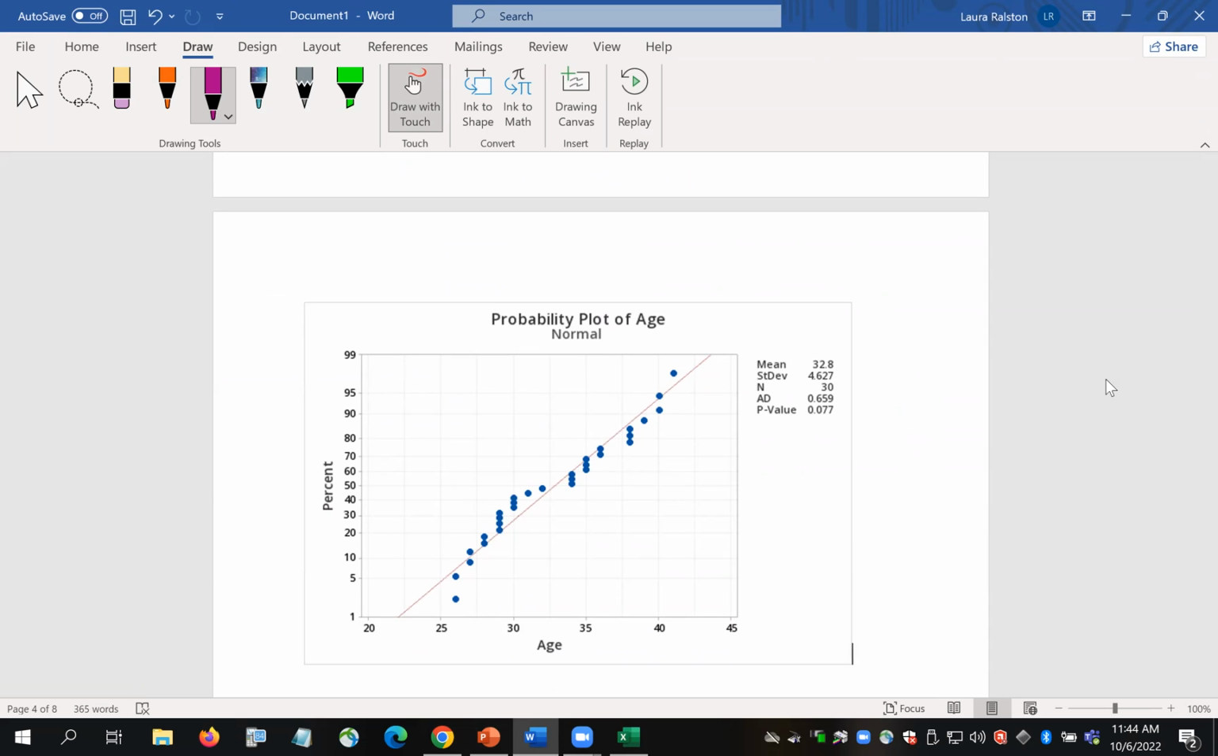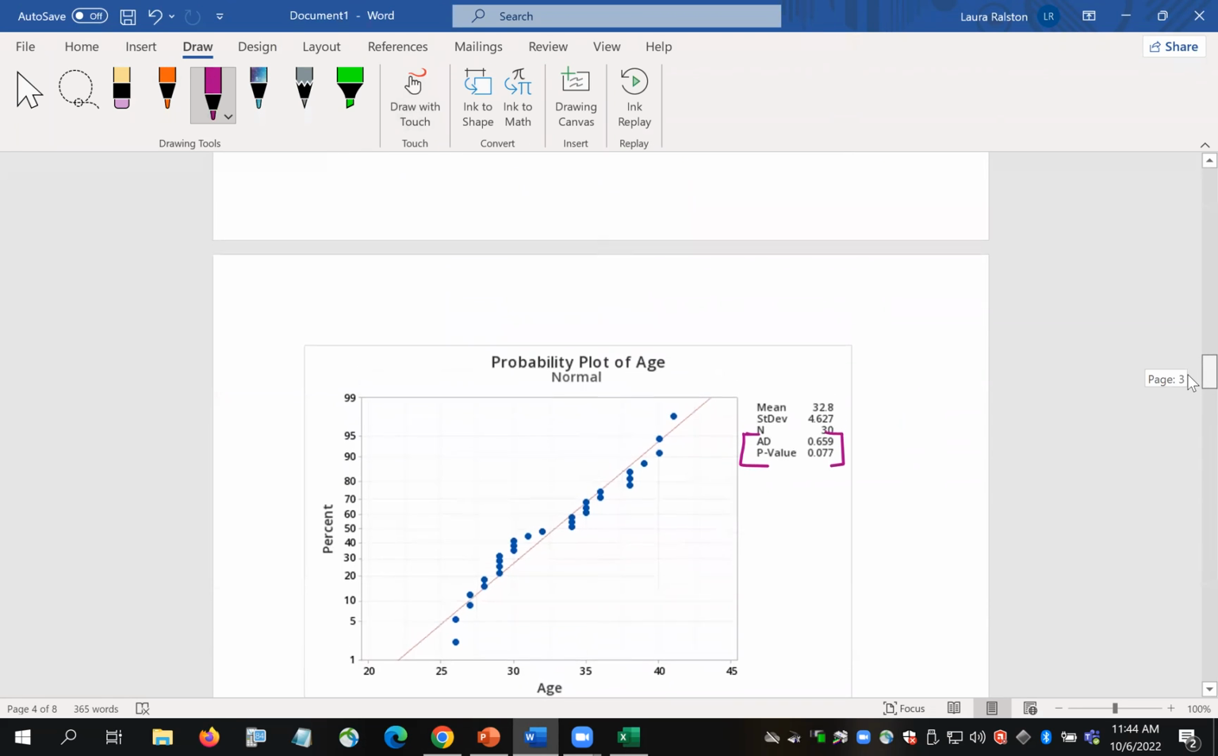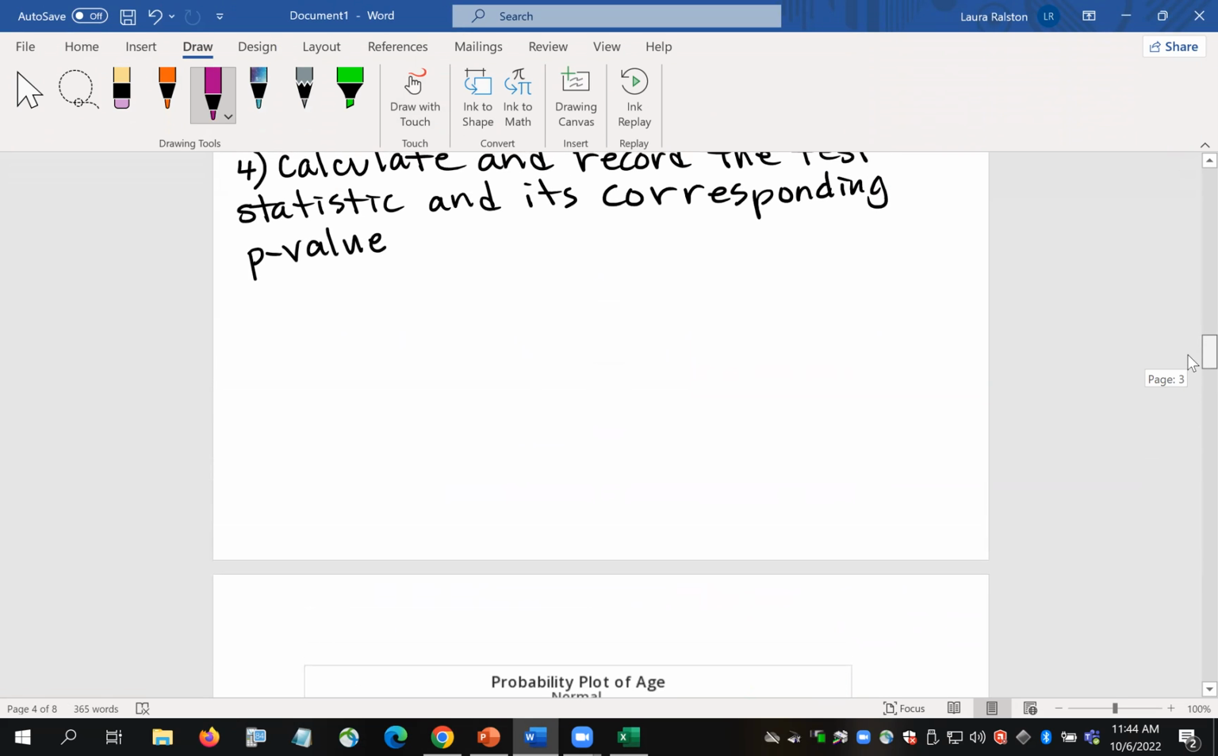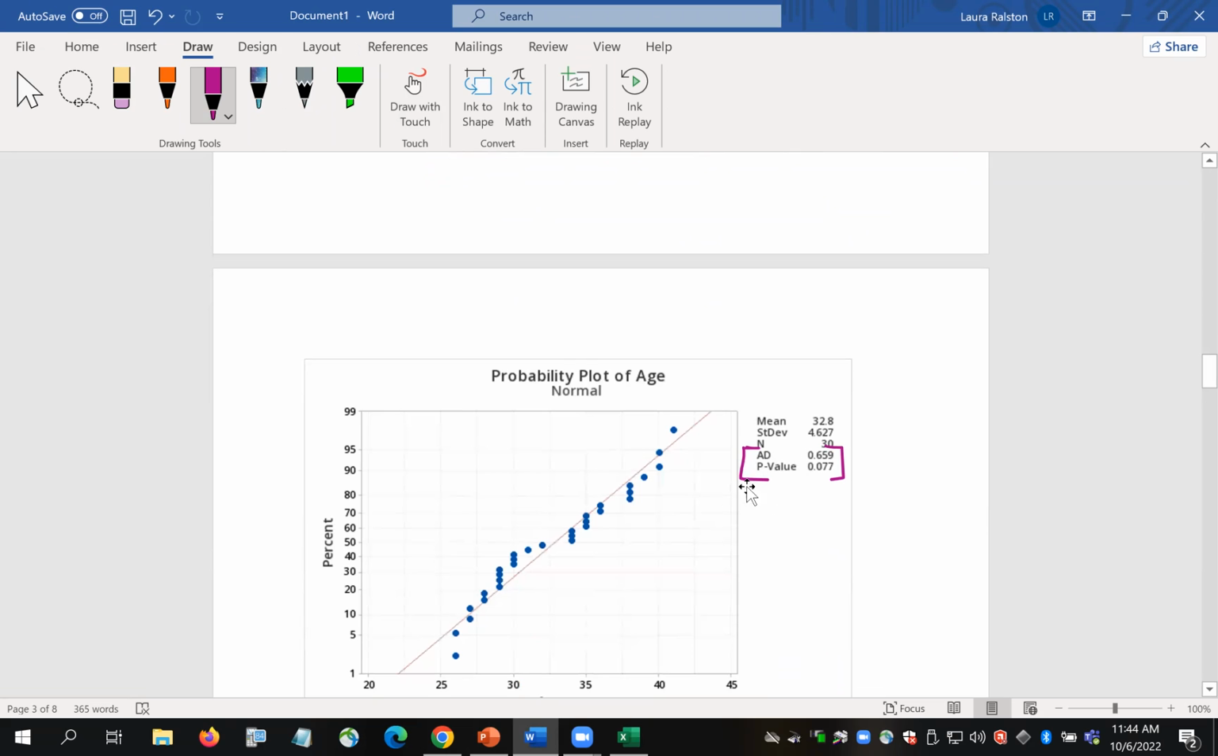Again, off to the side, you have your mean, your standard deviation, your sample size, and then you have your Anderson-Darling test statistic and the corresponding p-value. So my Anderson-Darling is 0.659. The corresponding p-value is 0.077. And again, I'm literally copying the information that's on the graph.